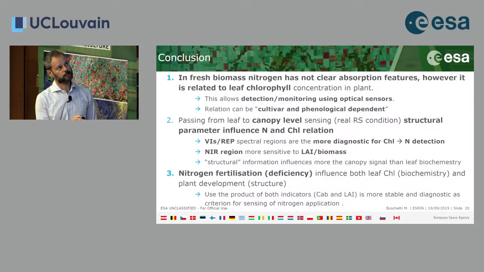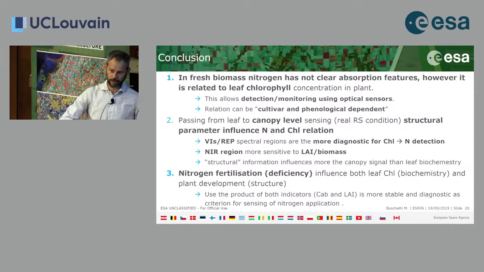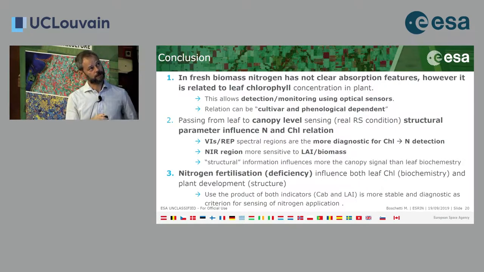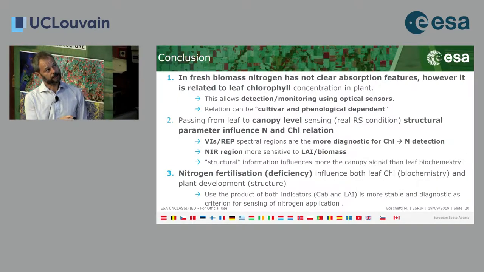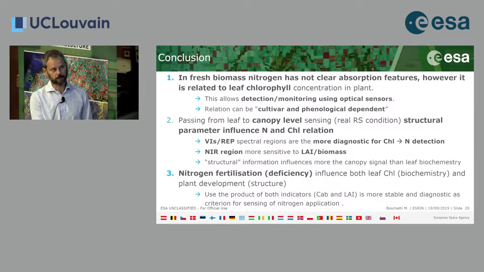That this relation is dependent on cultivar and phenological condition. Then when we pass from leaf to canopy level, the structural parameters, meaning the dimension of the canopy, the amount of leaves, the biomass in total, influence the relation a bit more and drive more of the variance of the signal we are measuring. But luckily, the visible and red edge position spectral bands are diagnostic and can be used for that, and in some way are independent from the leaf area index or biomass. And this is what we are looking for.